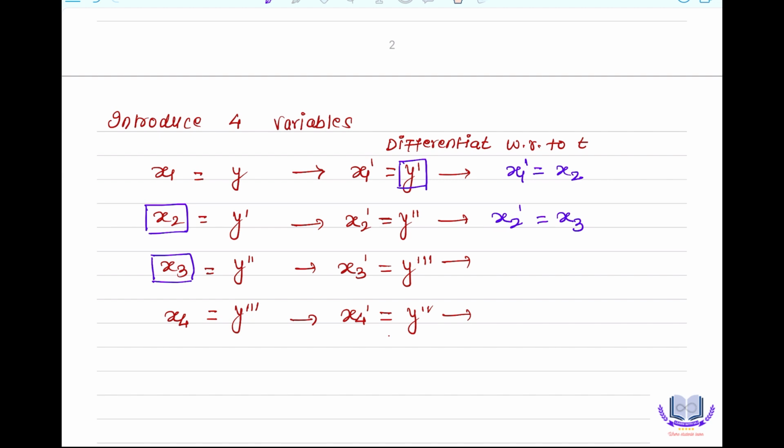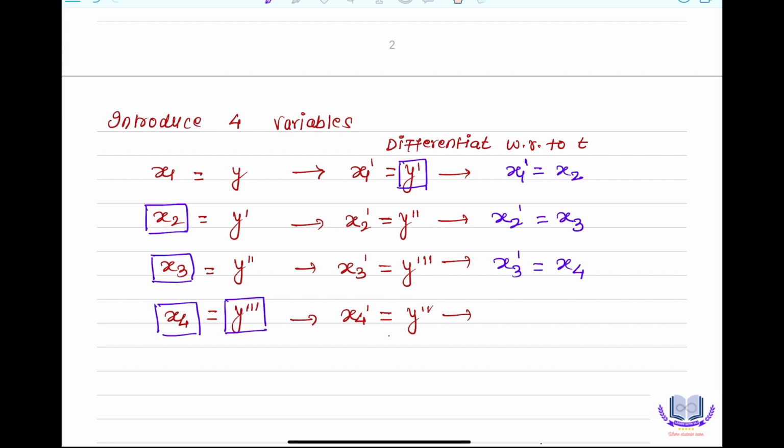Now next, what is y triple dash? So y triple dash is nothing but x4. So we will write here x3 dash equals x4. Okay. Now what is x4 dash? x4 dash is y fourth order.